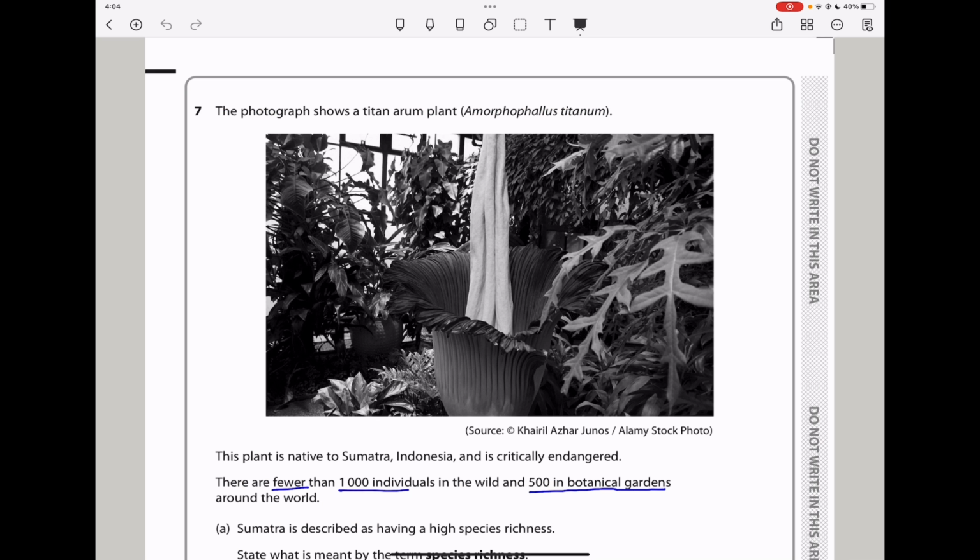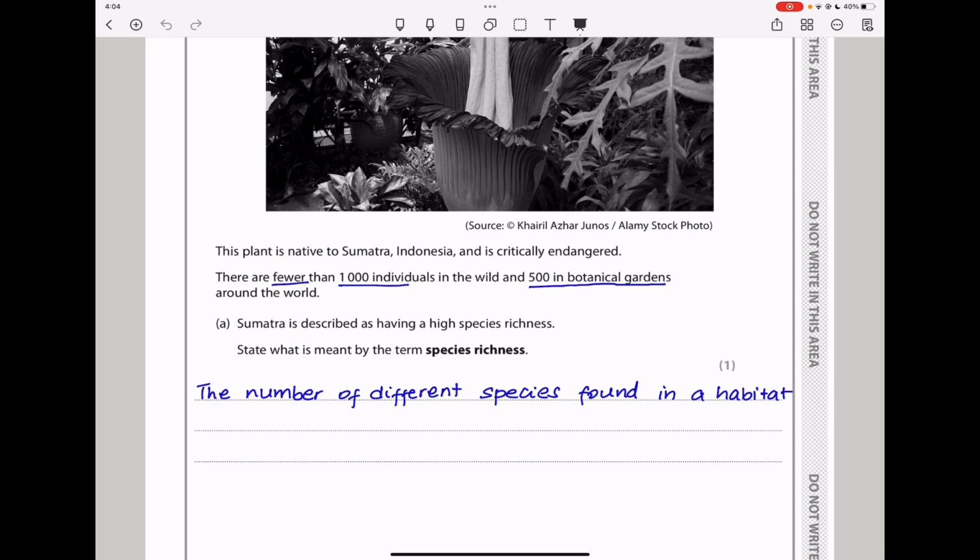Question 7. The photograph shows a Titan arum plant, which we see here. They say this plant is native to Sumatra, Indonesia, and is critically endangered. There are fewer than 1,000 individuals in the wild and 500 in botanical gardens around the world. Sumatra is described as having a high species richness. State what is meant by the term species richness. This is the different number of species found in a specific habitat.